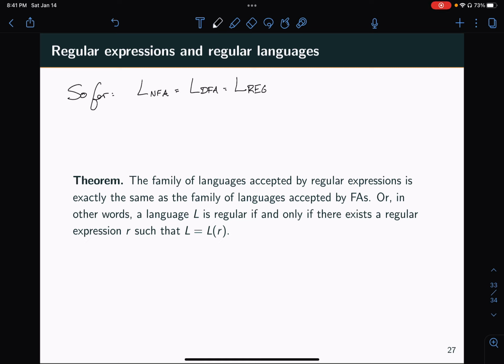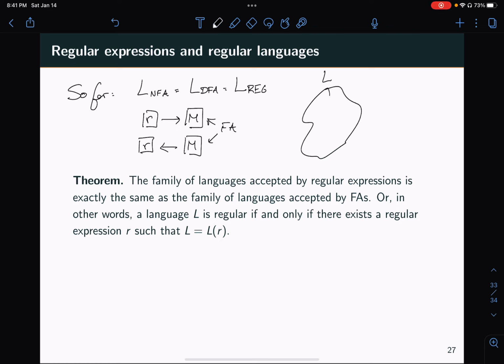And so what we've just shown is that for any regular expression R, there is an equivalent machine M, and for any machine M, of course, these machines have to be FAs, there is an equivalent regular expression R. So that means if I have the family of languages denoted by the regular expressions, then there's a one-to-one correspondence between the languages denoted by these regular expressions and the family of regular languages, right? So namely, this means that every regular language has a regular expression that denotes it, and every regular expression denotes a regular language.